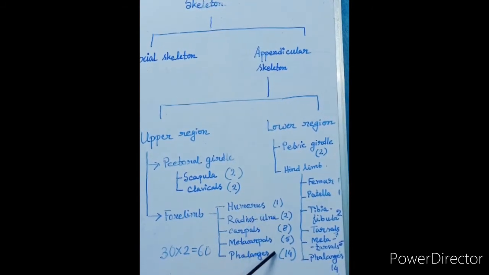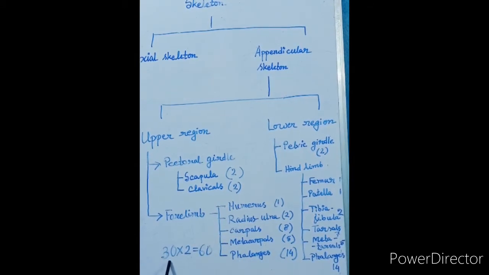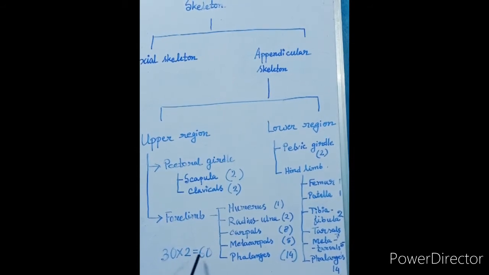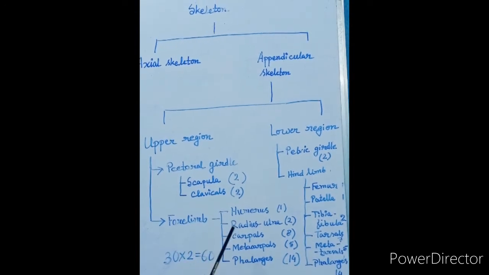The numbers are given here. So in total, in one forelimb we are getting 30 bones. So we have 2 forelimbs, 30 into 2, total 60 bones are there in the forelimbs.